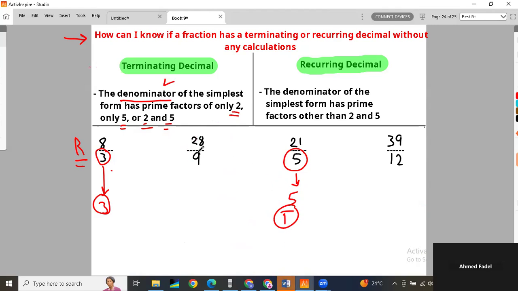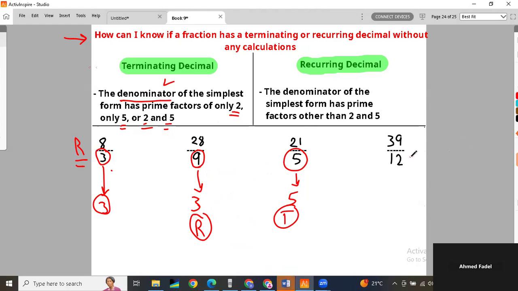Let's go to this example. 28 over 9. What are the prime factors of 9, the denominator? Is it first in the simplest form or not? That's the first thing you must ask yourself. Yes, it is in the simplest form. So I have to continue. What are the prime factors of 9? Does it have any prime factors other than 2 or 5? Yes, it has prime factors of 3. So it is a recurring decimal. It has prime factors other than 2 and 5.